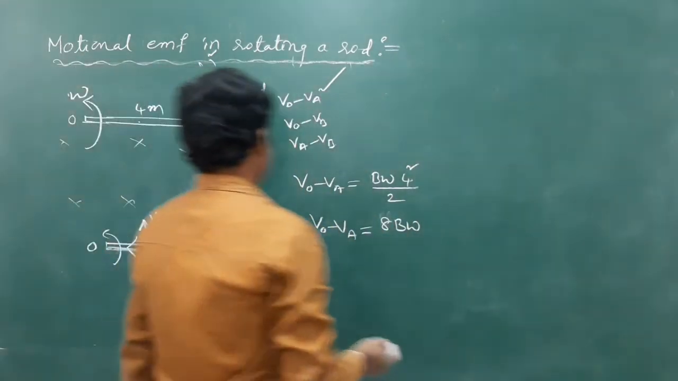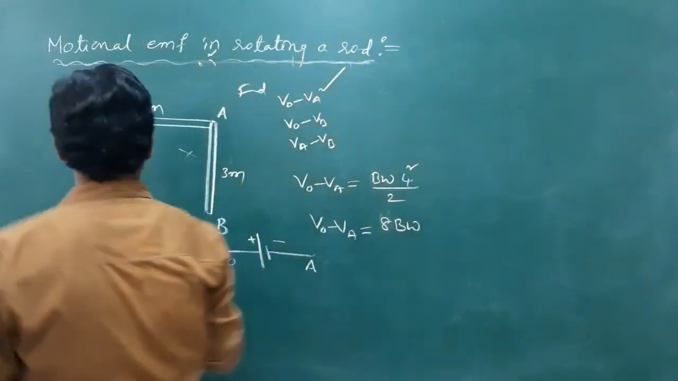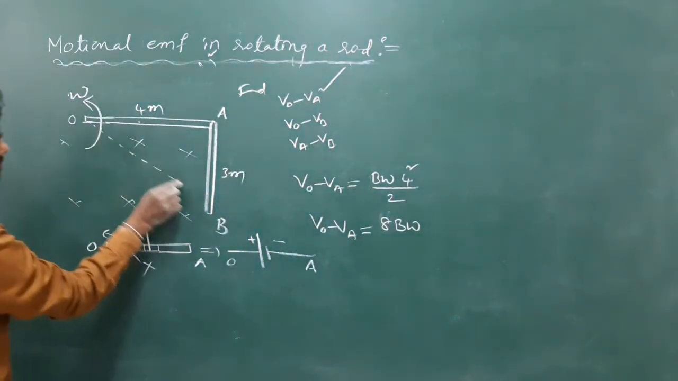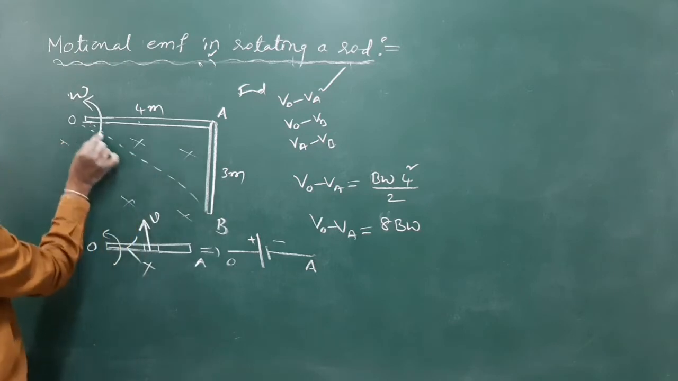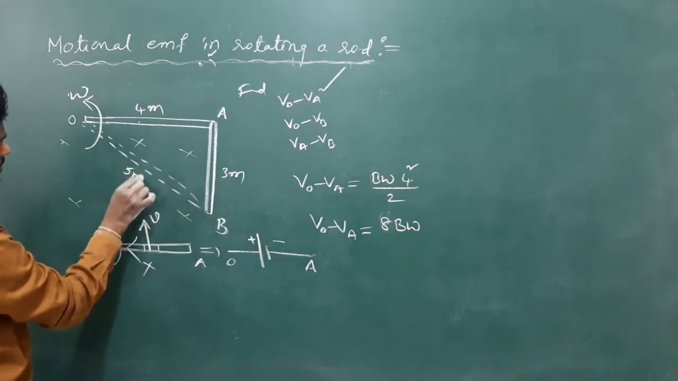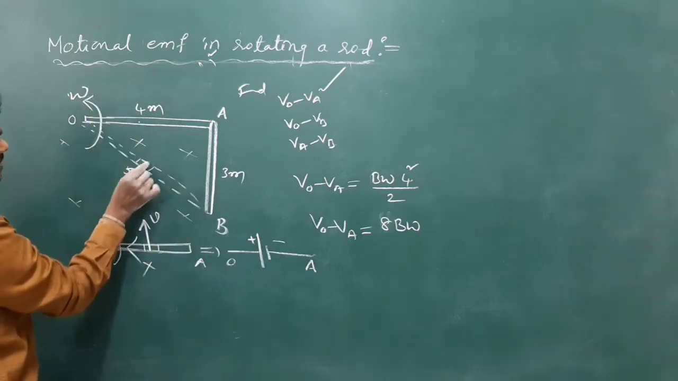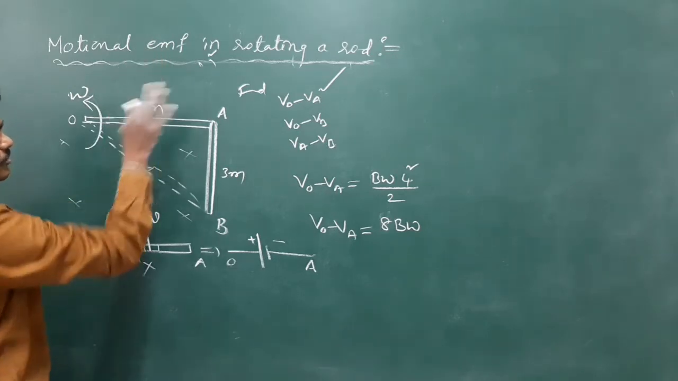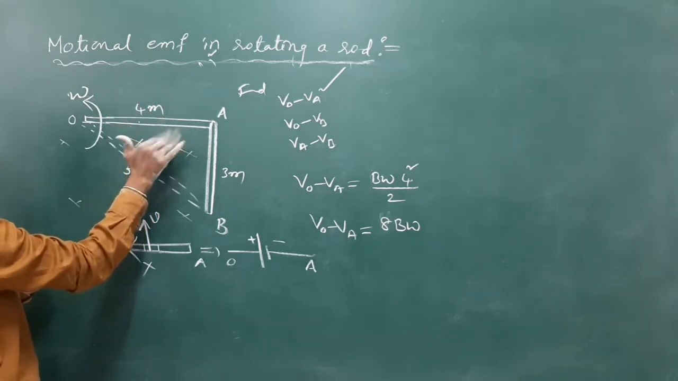So try VO, VB. What is the gap between O and B? Say I have taken 3, 4, so it is 5. This is 5 meter. It is also rotating. If I take a small part, the small part is also moving like this.